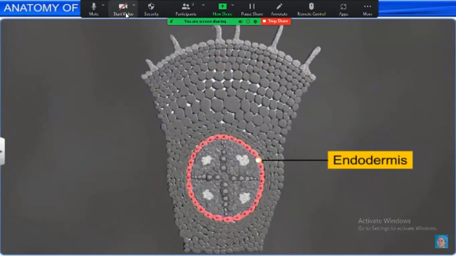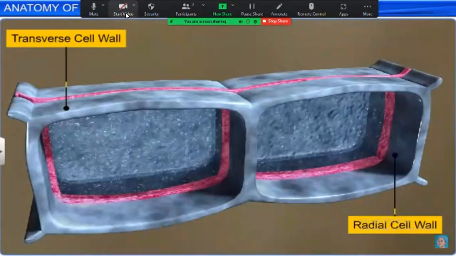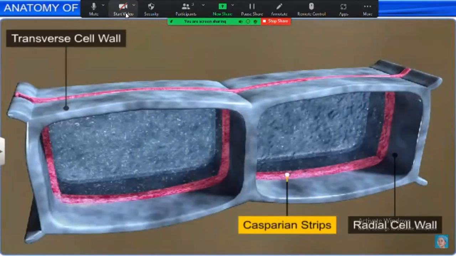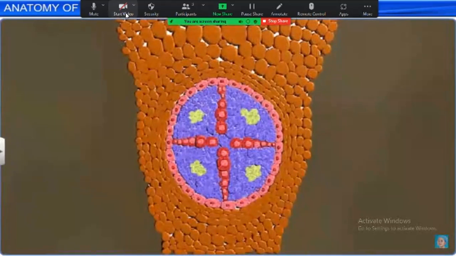The tangential and radial walls of the endodermal cells have deposits of a water-impermeable material or suberin, which is also called Casparian strips. Suberin is a waxy, waterproof substance present in the cell walls of the cork tissue in plants. Going back to the transverse section of the dicot root, after the endodermis, a few layers of thick-walled parenchymatous cells are present in the tissue. This is known as the pericycle.